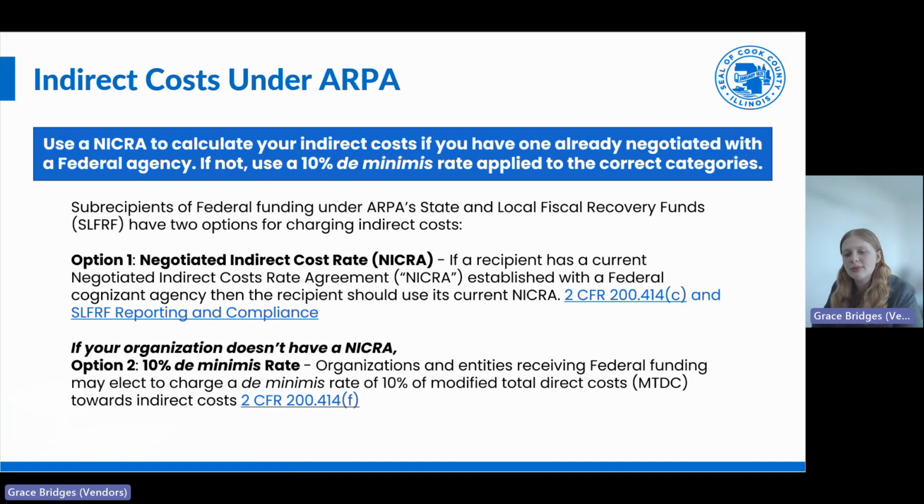Under the 10% de minimis rate, organizations can charge 10% of modified total direct costs, otherwise known as MTDC, towards indirect costs. For the remainder of the presentation, we're going to go into an example of the de minimis rate and talk more in detail as to what it looks like applying against the modified total direct costs.